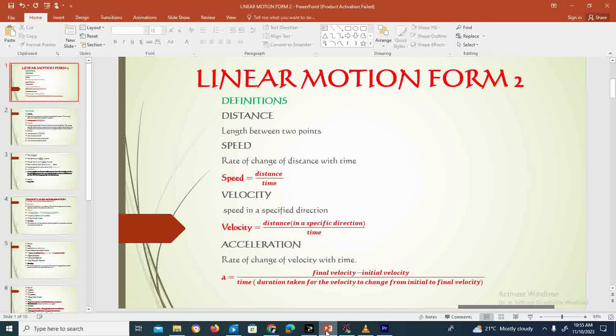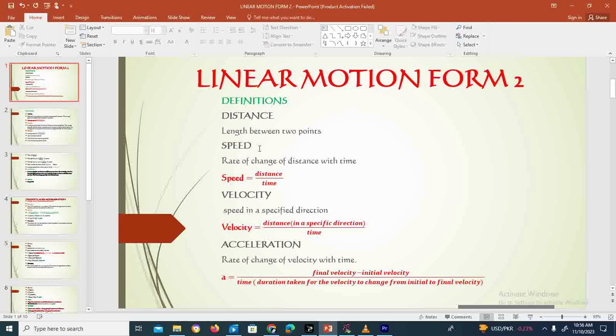Let's start by looking at the definitions of the terms that you're going to be handling in this topic. The first term I want us to define is distance. Distance is defined as the length between 2 points. Distance can be expressed in quite several units. We have kilometers, meters, centimeters, millimeters. We also have miles, inches, etc.